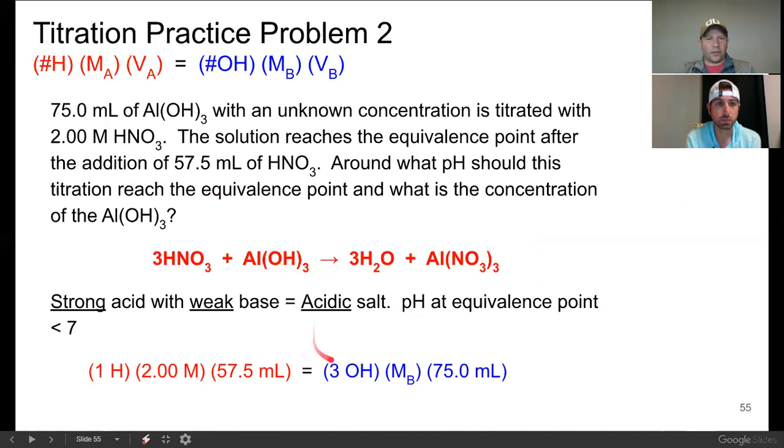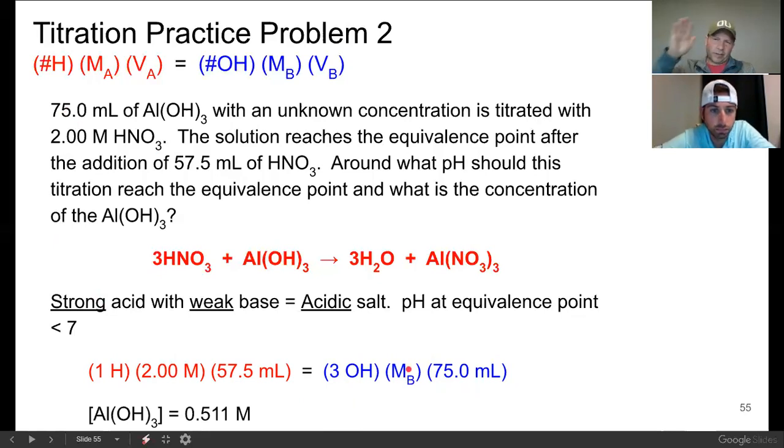Oh, look at that. Here's the difference. See how there's 3 hydroxides in aluminum hydroxide? Yes, sir. We got 3 here. We're still trying to find the molarity of the base. It's not always what we're trying to find, but that's what we're trying to find in the 2 sample problems. And then what milliliters of the base did we have in the flask at the beginning? 75. So we use our algebra skills again, Mr. Wing, and we just solve for this M_B, and we get 0.511 molar. We now know the concentration of that base. We can slap a label on it and be good to go.